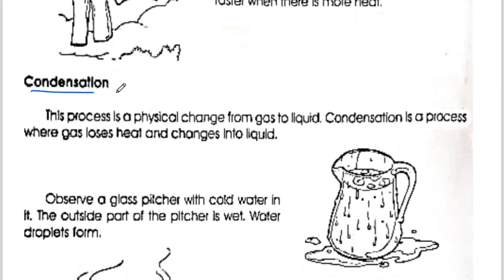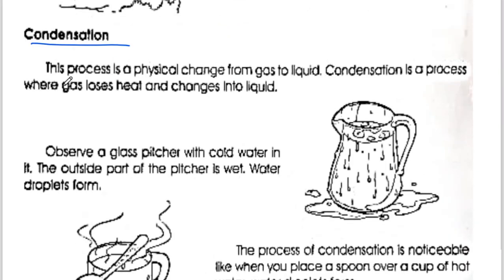Next is condensation. When we say condensation, this process is also a physical change. Why physical change? Because the process is from gas to liquid. Condensation is a process where gas loses heat and changes into liquid. Just like this example. Observe a glass pitcher with cold water in it. The outside part of the pitcher is wet and water droplets form.